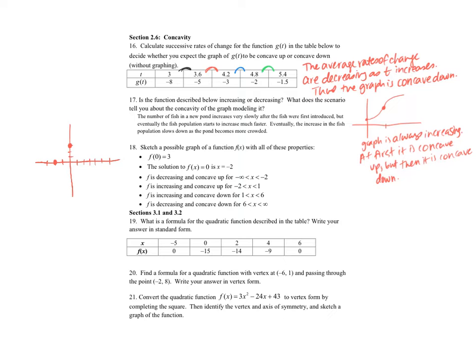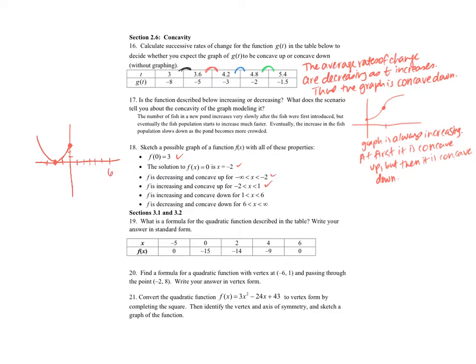Okay. It's decreasing and concave up from -infinity to -2. So if it's decreasing down to -2, it needs to start up here and decrease down in a concave up shape. So we've got that now. And then it needs to be increasing and concave up between -2 and 1. So that goes like this. So we've got that. Then it needs to be increasing and concave down from 1 to 6.